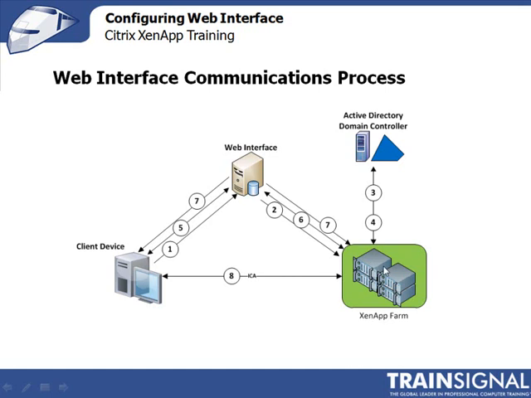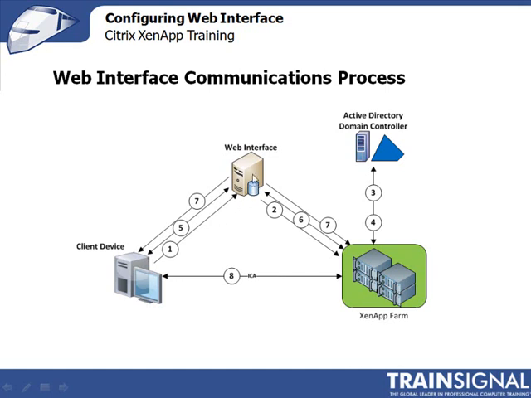Then there's the STA service on that server that's going to service the request. It's called the Secure Ticket Authority service. That Secure Ticket Authority service is going to generate a secure ticket for this published application. So the information is going to be compiled and sent back to the Web Interface. At this point, the Web Interface has the information that the user needs to connect to the server. It also has a secure ticket generated by the Secure Ticket Authority.